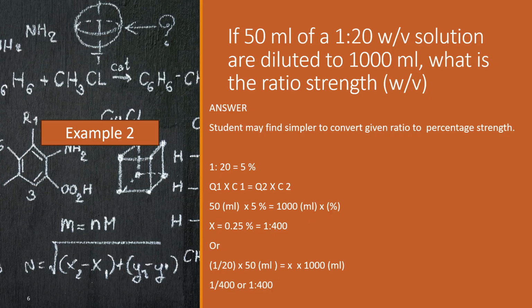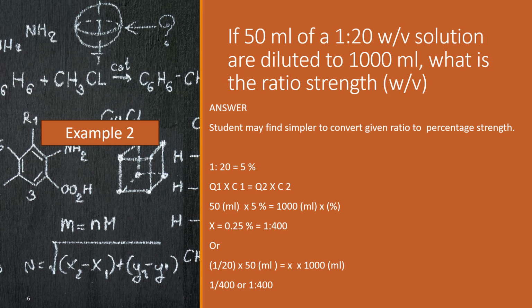This is a second example. Do you still remember that I mentioned a stock solution can be expressed either as percentage strength, as in the first example, or as ratio strength, as in this example. In this example, it is stated that 50 ml of a 1 to 20 weight-in-volume solution is diluted with 1000 ml of diluent. What is the ratio strength of the new concentration?